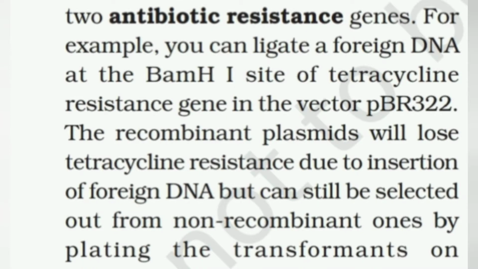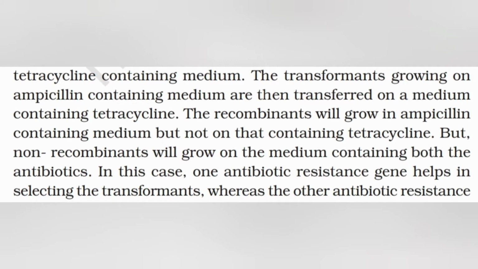The ligation of alien DNA is carried out at a restriction site present in one of the two antibiotic resistance genes. For example, you can ligate a foreign DNA at the BamHI site of tetracycline resistance gene in the vector pBR322. The recombinant plasmids will lose tetracycline resistance due to insertion of foreign DNA, but can still be selected out from the non-recombinant ones by plating the transformants on the ampicillin-containing medium and then transferring them to a medium containing tetracycline.